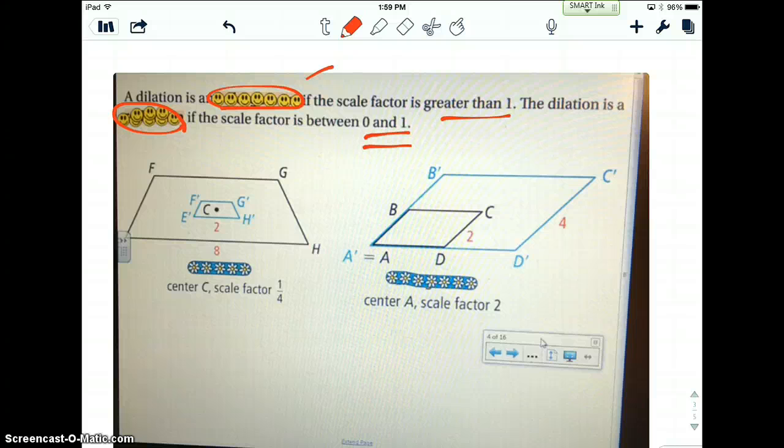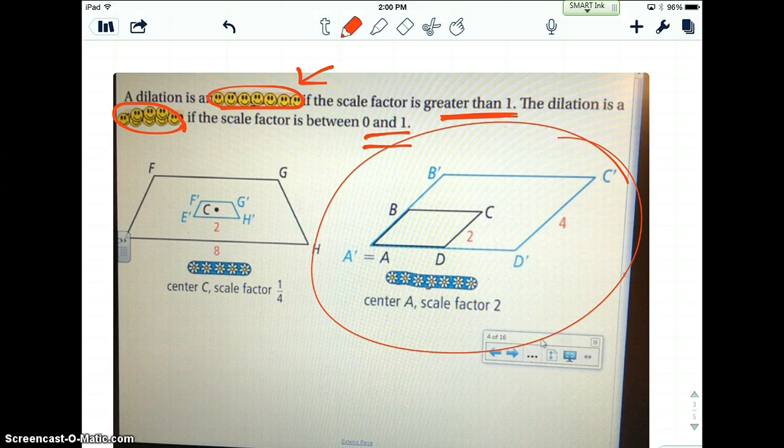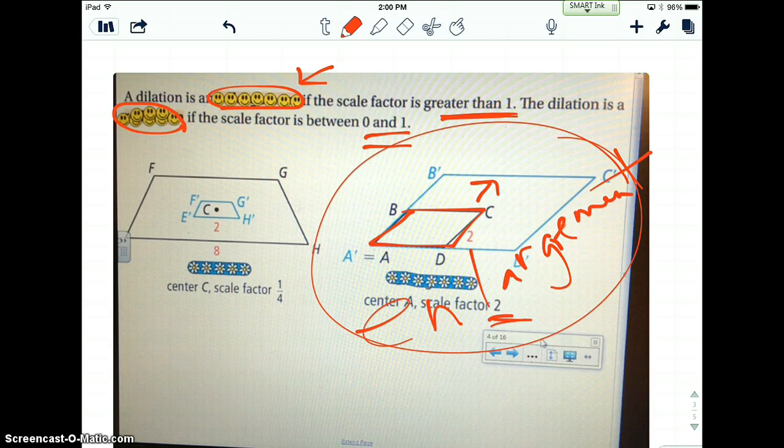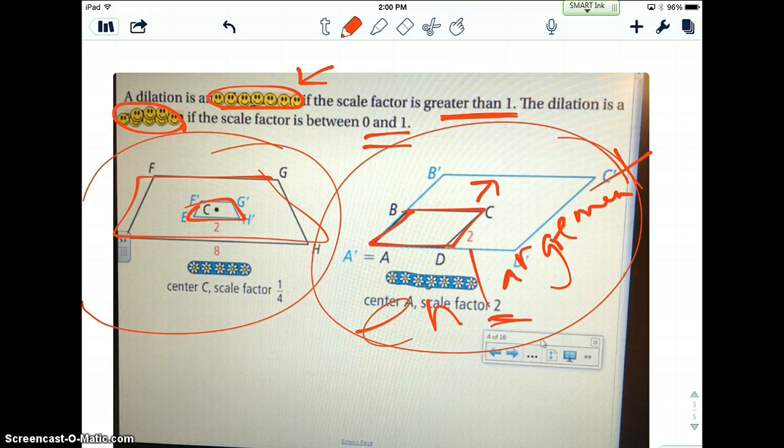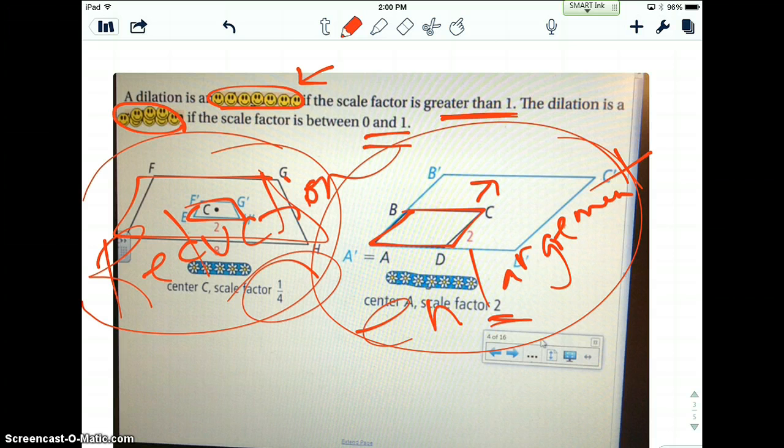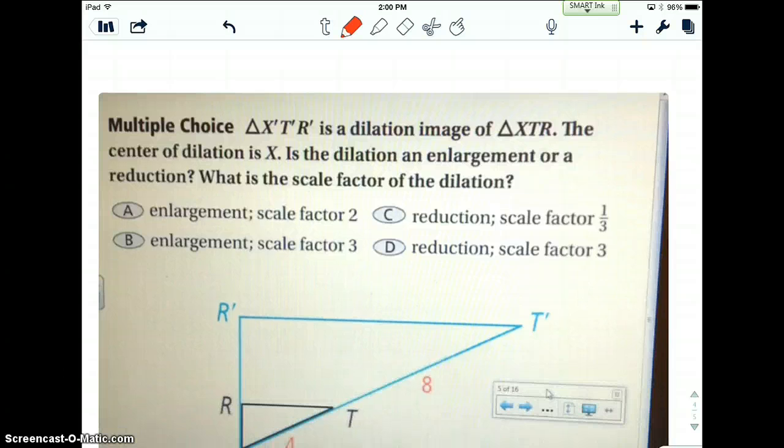Okay, this word here, I can't move these for you. But if it's greater than 1, like this, we went from our pre-image to our image and it got bigger. So that's called an enlargement. So if I have a scale factor that's bigger than 1, it's going to be an enlargement. So what would this one be called? If I go from my pre-image down to my image and it got smaller, we don't say smaller. It's called a reduction. So that's when you have a scale factor between 0 and 1, a fractional amount. So let's see if I can get one more example here before the bell rings.